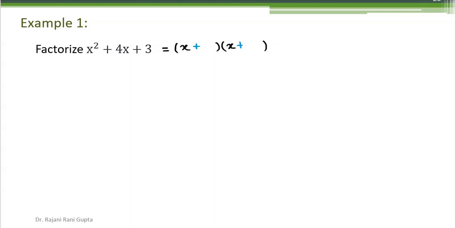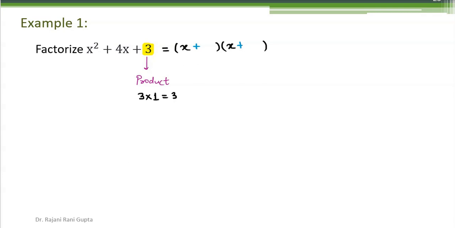So now we are looking for two numbers such that when you multiply them, you should get 3. The product is 3. Can you tell me which two numbers on multiplication give you 3? Yes, it's 3 and 1. There is no other possibility because 3 is a prime number. Now we need to check whether these are the two numbers that we are looking for or not.